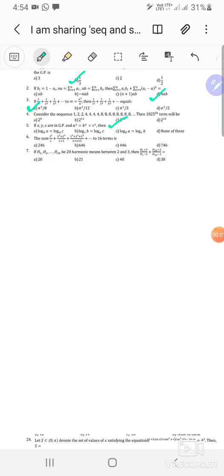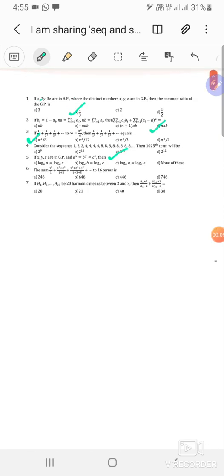Okay, so let's do the fifth question now. If x, y, z are in GP and a power x is equal to b power y is equal to c power z, then, the first option says log base b of a is equal to log base a of c. In fact, everything is in logarithms, so it might be wise to take the logarithm.